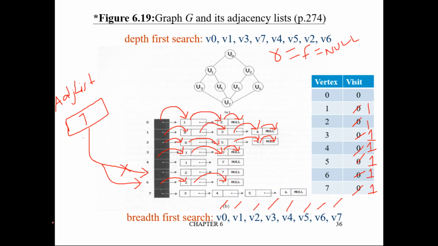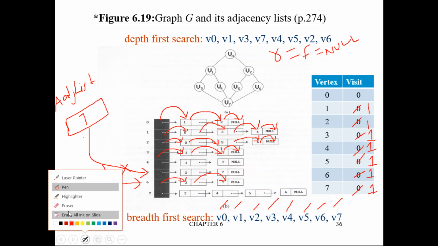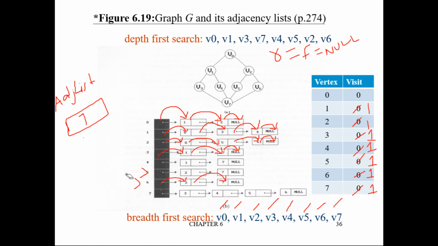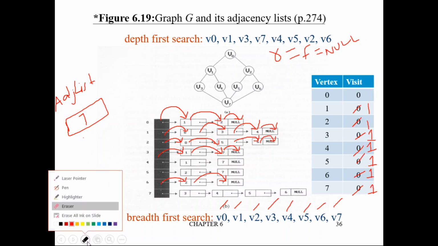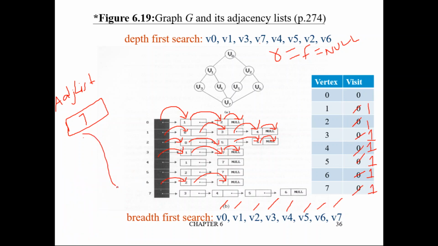Now we got 7 here, which means it is pointing to the 7th entry of the adjacency list. 7 is visited, yes. 7 is pointing to 3, is it visited? Yes. 3's next is pointing to 4, is it visited? Yes. 4's next is pointing to 5, is it visited? Yes. 5's next is pointing to 6, is it visited? Its next is pointing to null. So when you have null, what you should do? Remove the element from the queue.